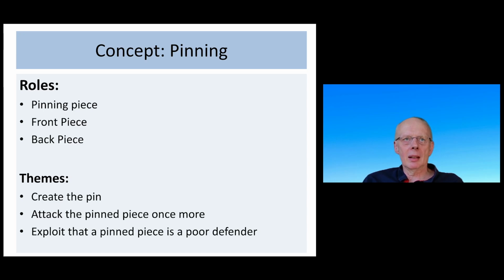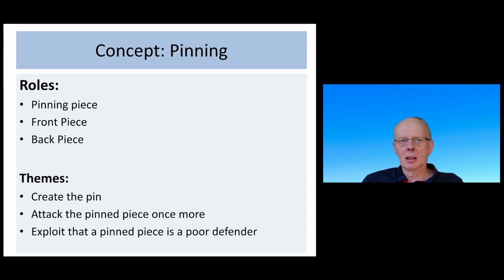So in the concept of pinning, there are three roles: the pinning piece, the front piece, and the back piece. And for a pin to work properly, the value of the target, the back piece, should be higher than that of the front piece. Because otherwise the front piece might just move away and, for instance, protect the back piece. And just to clarify, when we talk about a back piece, of course, it's a back target. So it can be the king, it can be a piece, or it can be a mating square. So in all three, we are talking about targets when it comes to front piece and back piece.